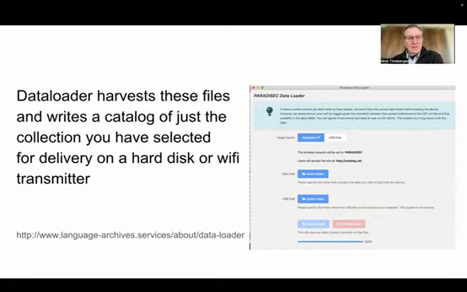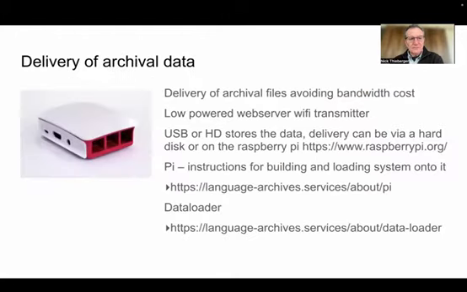We've written a routine and we call it data loader, which harvests those files. So you can point it at the hard disk that you've just downloaded your files to. It writes a catalog of just that collection in HTML, so it's very lightweight, and that can be delivered on hard disk or a Wi-Fi transmitter. So we're using Raspberry Pi Wi-Fi transmitters.